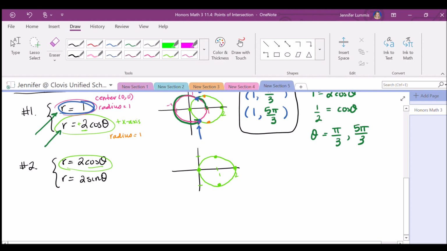So there's that one. And then for our 2 sine theta graph, this is just like the last one, except it lies on the positive y-axis. So a point at the pole, 2 units up. That would be another point on the other end of the circle. That marks the diameter here at (0, 1). A radius of 1 takes us 1 unit to the right and 1 unit to the left. All right, so we can see where these points meet.